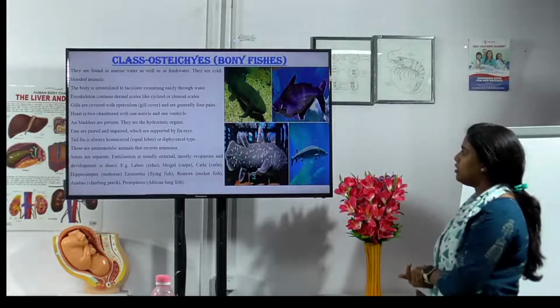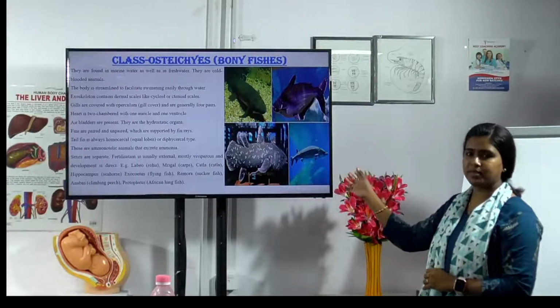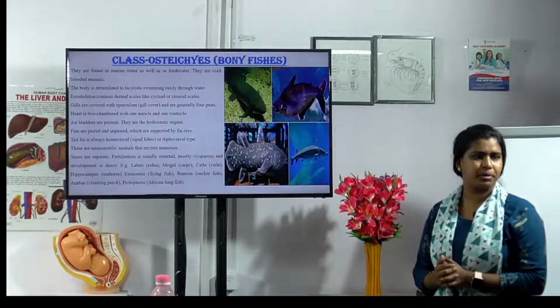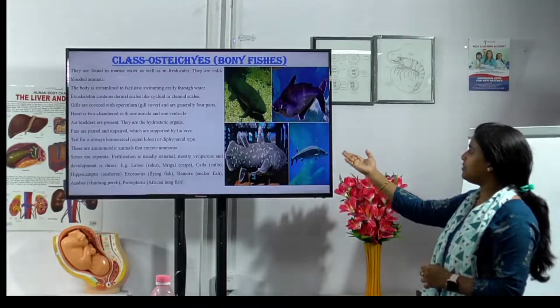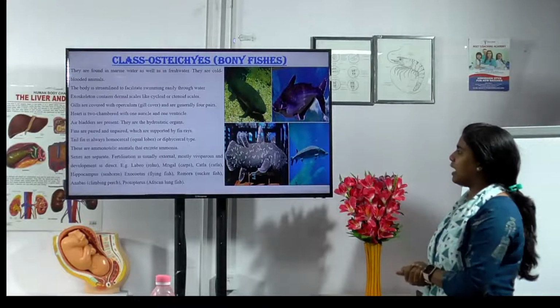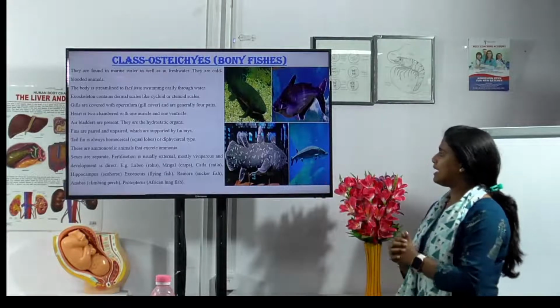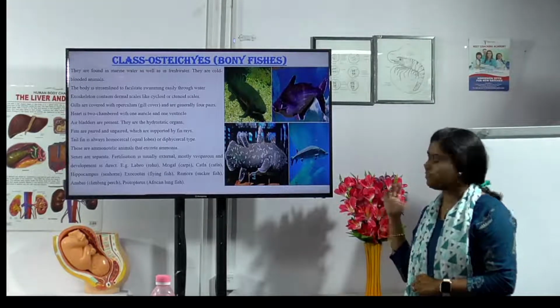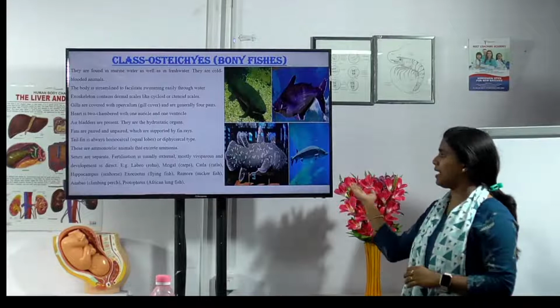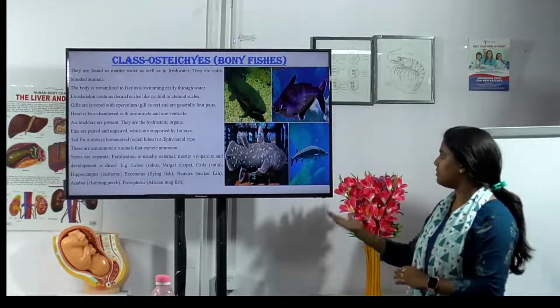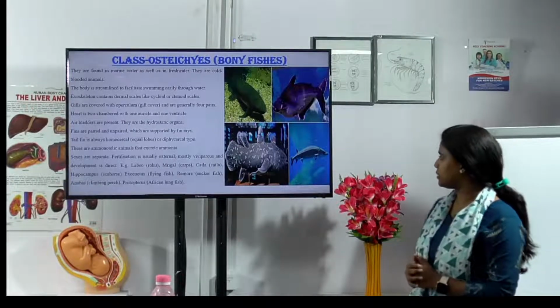The tail is always homocercal, that is of equal lobes. Because of equal lobes, the fish can swim, so they are equal lobed or diphycercal type. And these are ammonotelic animals that excrete ammonia, and the sexes are separate, with fertilization mostly external, mostly viviparous, and development is direct only. These are the features of bony fishes.